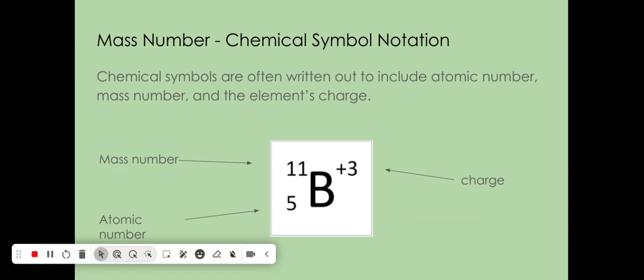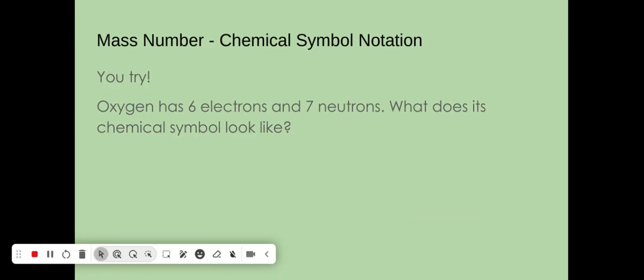Okay, now let's look at another way that we can apply mass number. The notation for chemical symbols looks like this here. Atoms are often written out like this to quickly show the atomic number, mass number, and charge. As a refresher, atomic number is the number of protons, mass number is protons plus neutrons, and the charge is the difference between the number of protons and the number of electrons. So let's try to make one of these.